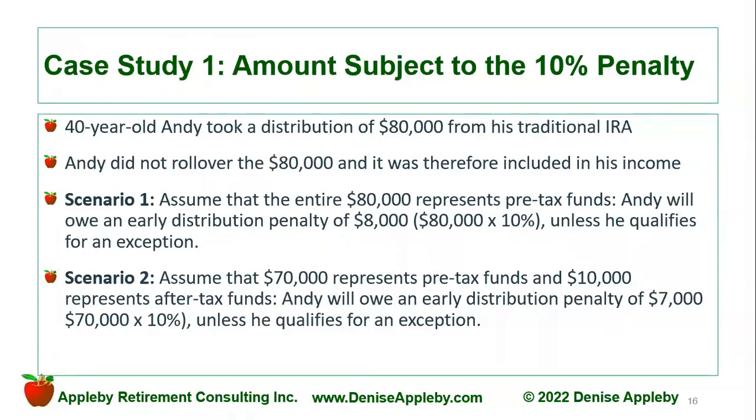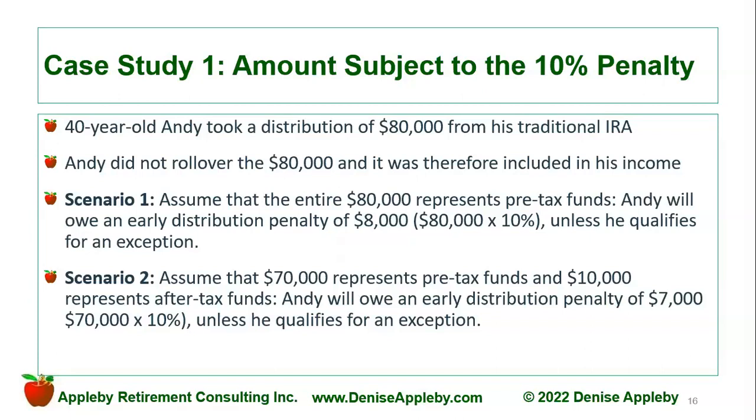Now let's look at a case study with Andy, who is 40 years old, which means he's under age 59 and a half, yes. Andy takes a distribution of $80,000 from his traditional IRA, and he didn't roll it over. And that's important to note because a distribution that is properly rolled over is excluded from income.